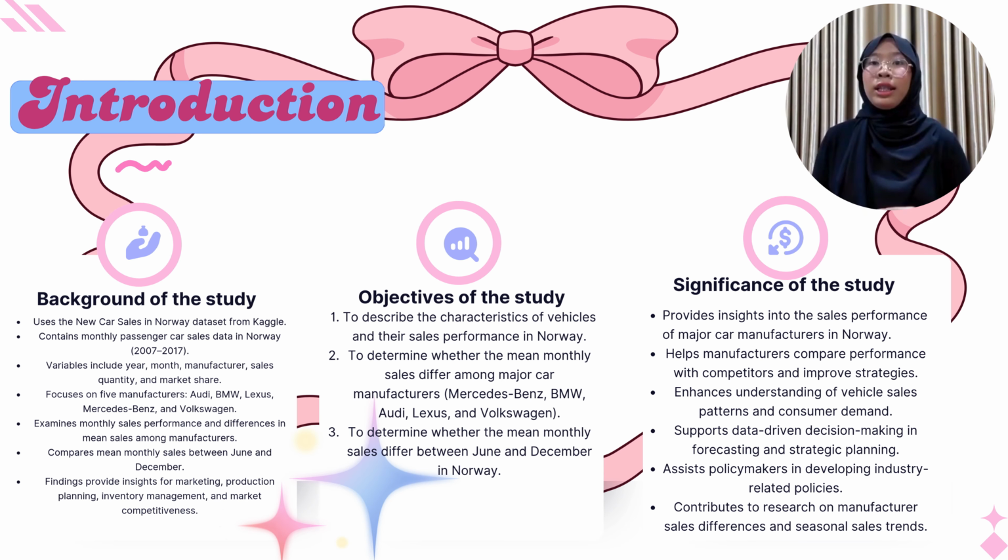The purpose of this study is to analyze the monthly sales performance of 5 major car manufacturers: Audi, BMW, Lexus, Mercedes-Benz, and Volkswagen. We also compare the sales between June and December to see whether there are significant differences.